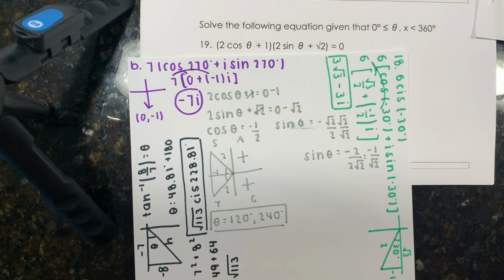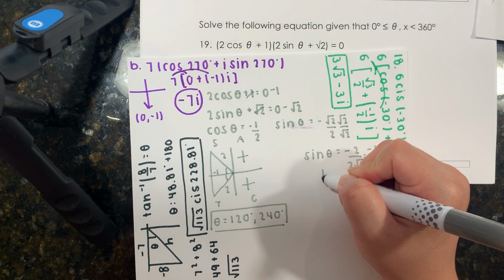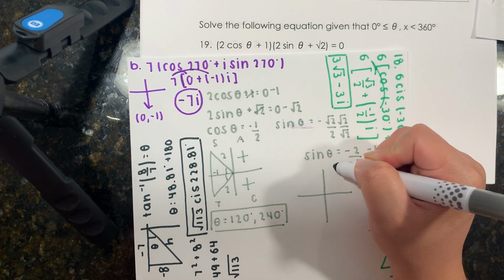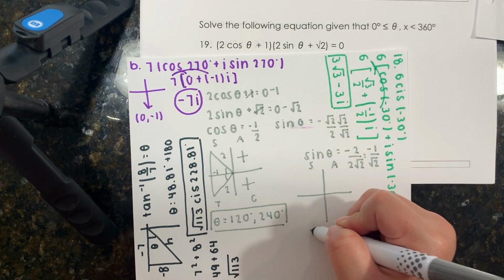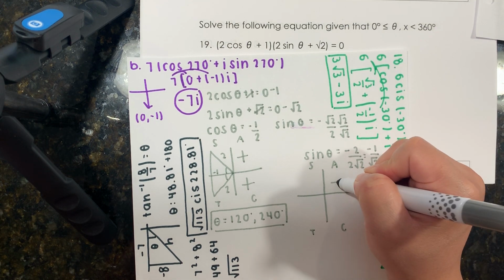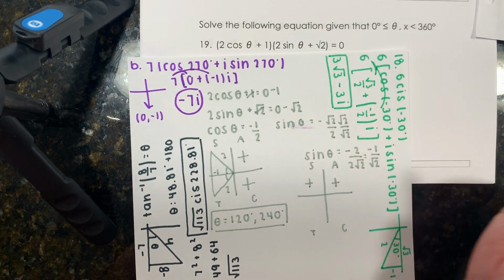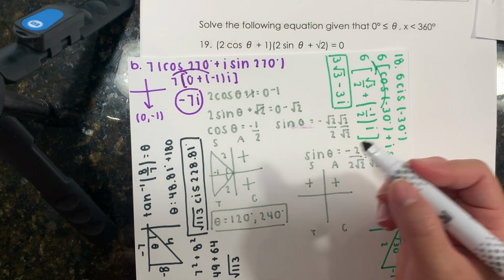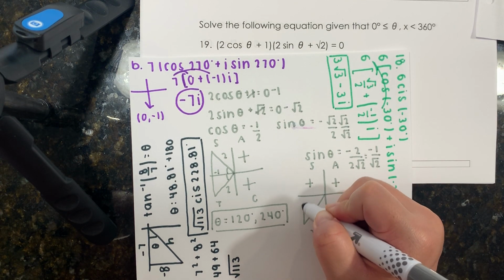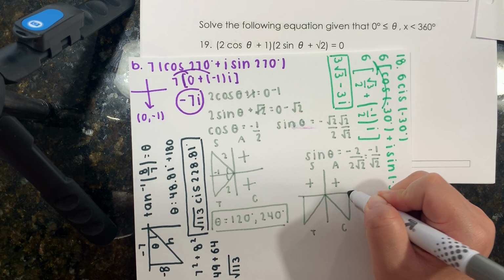Okay. Now for this next one, I have to find where sine is negative. So I have All Students Take Calculus. Again, I said everything is positive in quadrant 1 and sine is positive in quadrant 2, which means that it's negative in 3 and 4.